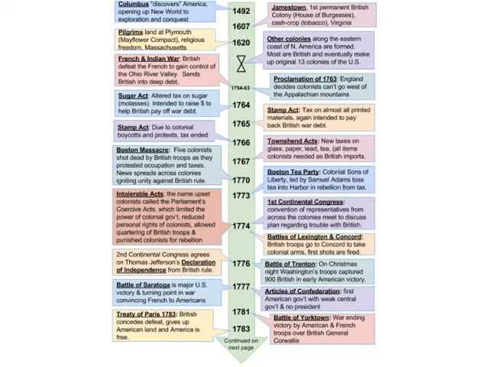This limited the power of colonial government, reduced personal rights of the colonists, allowed quartering of British troops, and punished colonists for rebellion. It was very intolerable, okay? Well, same year, the First Continental Congress meets. Representatives from each of the colonies get together, and they decide, you know what, we need to start uniting to fight this British oppression.